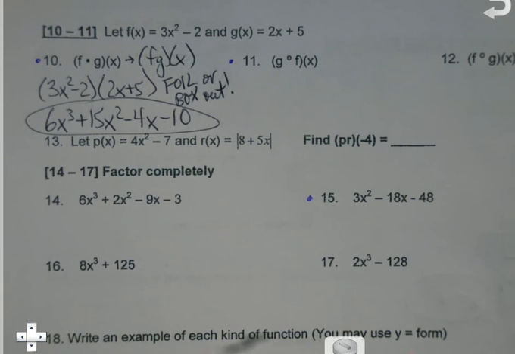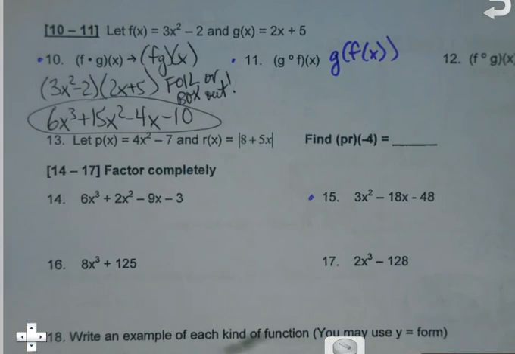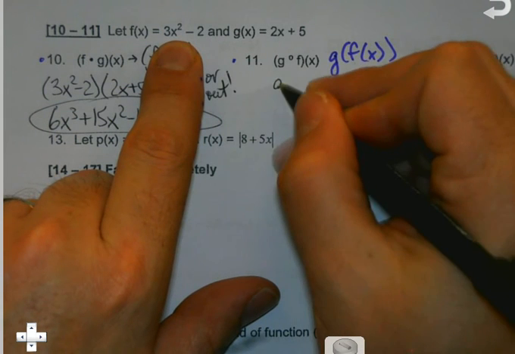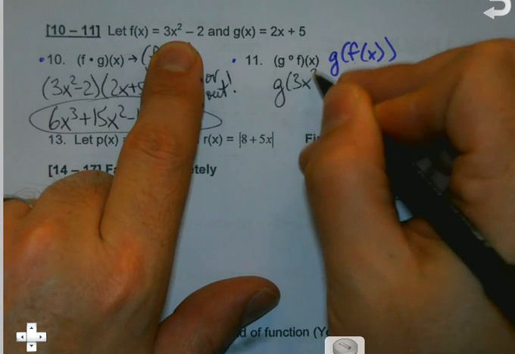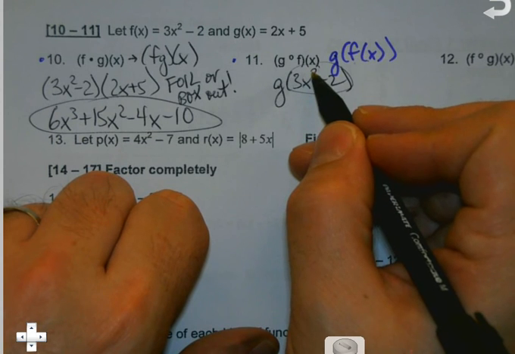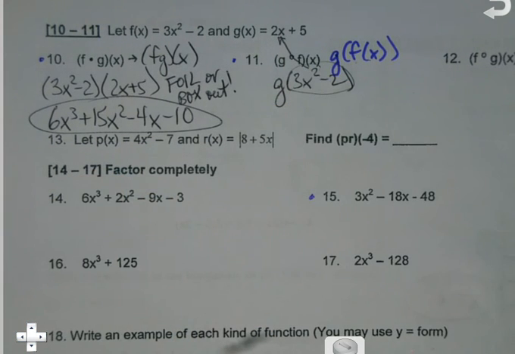Now, 11 and 12, though, not a dot. Open circle, G of F. They're compositions. May be written like this as well. They mean the same thing. Well, what does that mean to us? It means it's a 2-step process. I'm going to take my f of x function, which is 3x squared minus 2, and I'm literally going to take this and plug it in for x in my g function. Do not multiply.